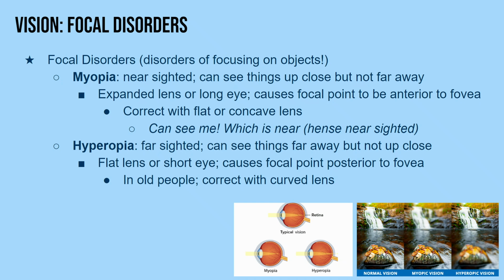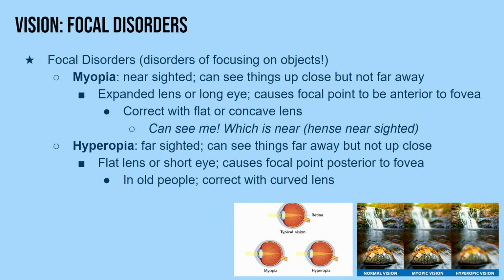And then to focal disorders, they're disorders of focusing on objects. So myopia is also known as nearsighted, and you can see things up close but not far away. A way to remember this is myopia, you can see me, which is near you. I mean, not right now, but if you have myopia, you have an expanded lens or a long eye, which causes the focal point to be anterior, or in front of the fovea.